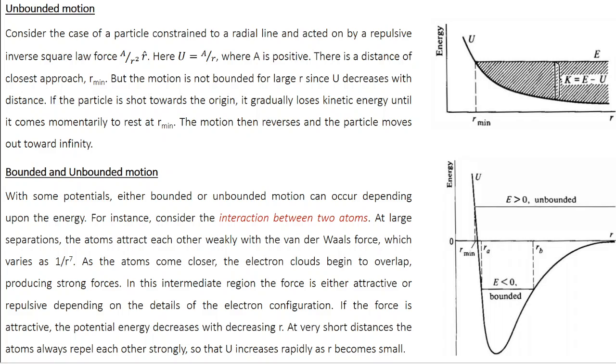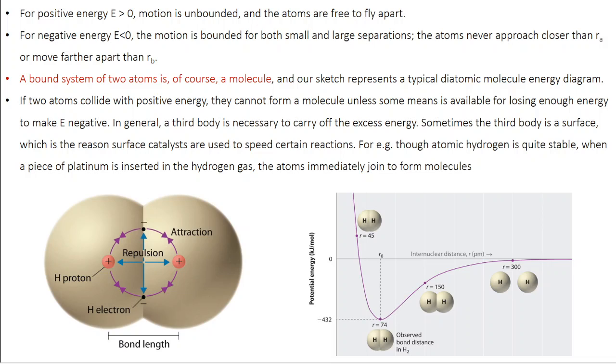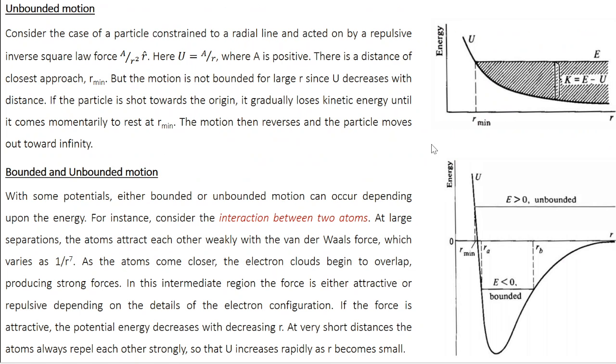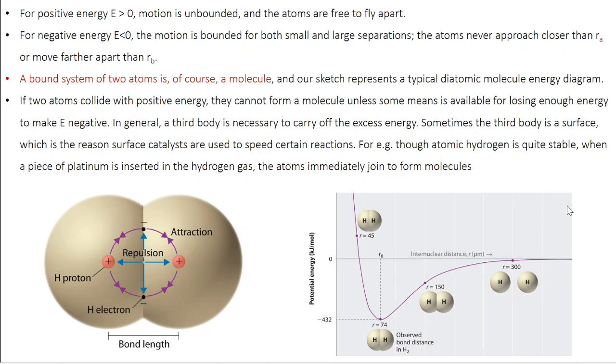Now let's try to understand what the various energy regimes in this diagram are. Now for positive energy, E greater than 0. So this is the region, E greater than 0. You can see that this is an unbounded region. The motion is unbounded and the atoms are free to fly apart. They can occupy any position there.